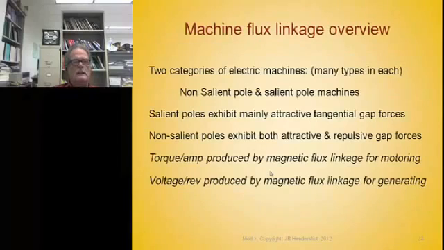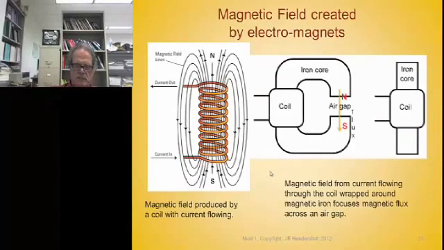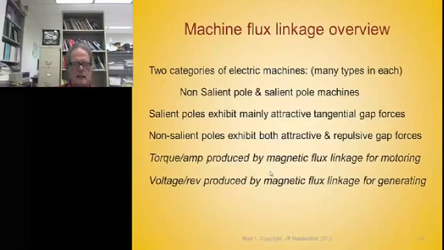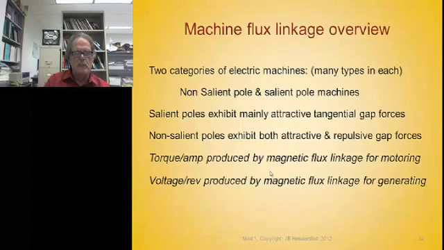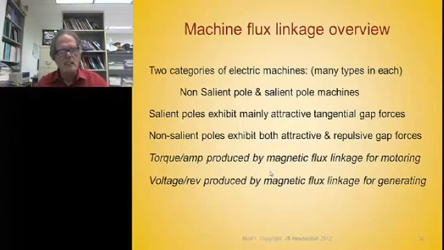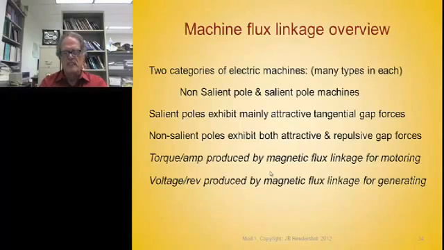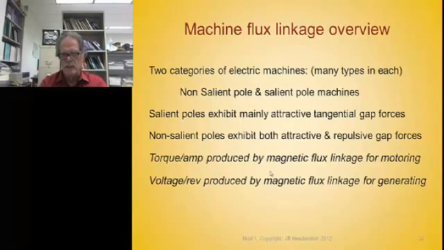So let's review the magnetic flux linkage that comes from this generation of the magnetic flux, and let's see how that relates to motors. There's two categories of electric motors. There's non-salient pole and salient pole machines. Those are the only two categories there are. Now, salient pole machines exhibit an attractive tangential force in the air gap between the rotor and the stator. And we'll look and see what that really means pictorially later.